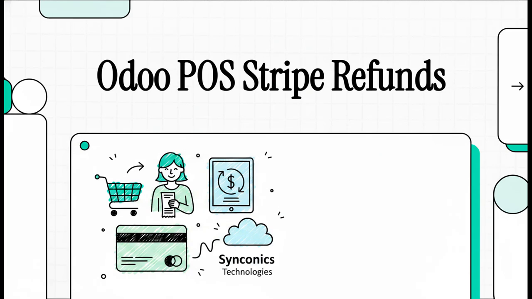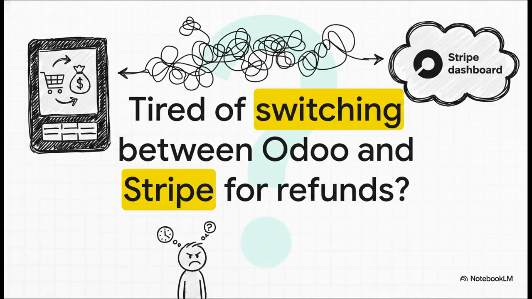Hey everyone, so if you're using Odoo's point of sale with Stripe, you've probably felt the pain when it comes to refunds, right? Well, today we're going to dive into a really slick module from Synconics Technologies that's designed to solve that exact headache. I mean, does this sound familiar?